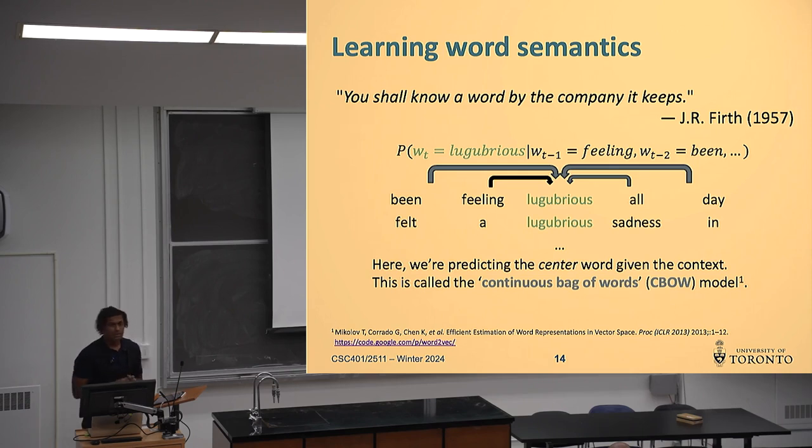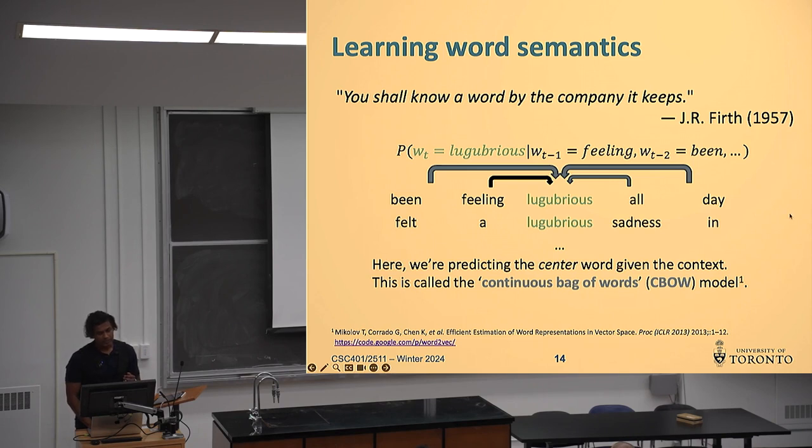Okay, so a famous historical saying by J.R. Firth is that you shall know a word by the company it keeps. This idea inspired a lot of early semantic representation that we use today. So here, for example, going with our running example, the word lugubrious.